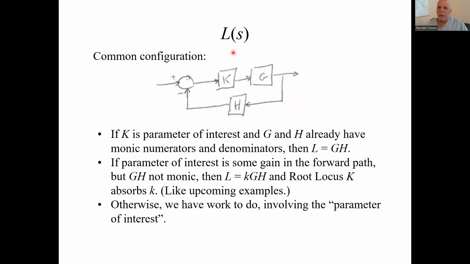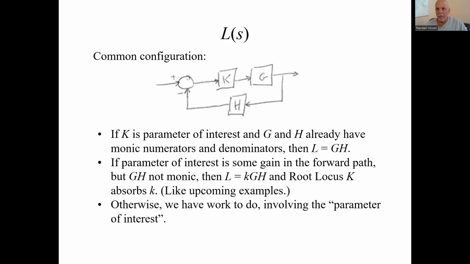I want to talk about this L of S just for one chart anyway. Oftentimes, this top bullet, if this is your basic thing, that what you're interested in is some gain up in this forward path, and if G and H are already monic, then that L is just the product of G and H, or it's the loop gain without the K in it. Many problems will be like this first bullet. It'll be handed to you, and then you will do root locus by hand. Talk about that later as well.